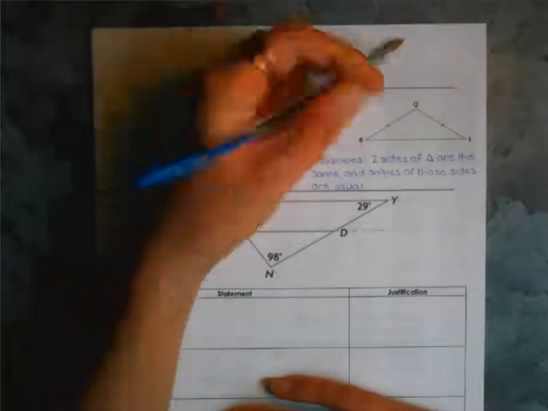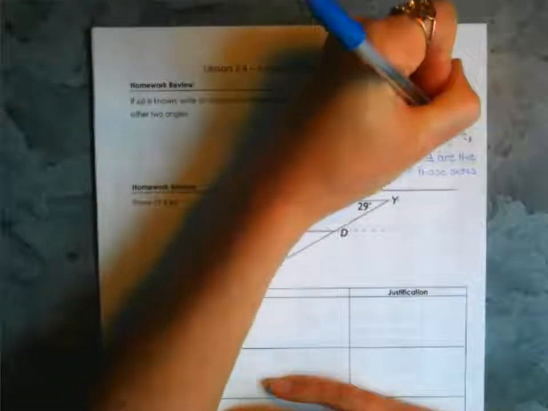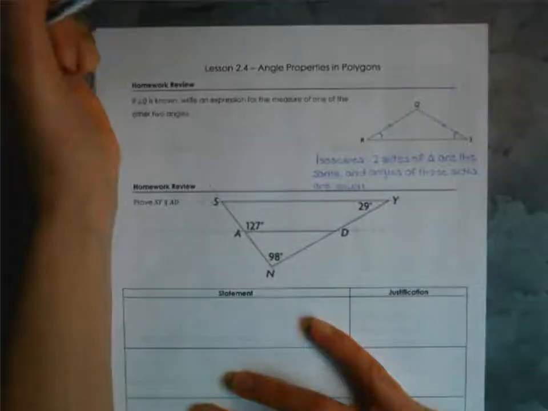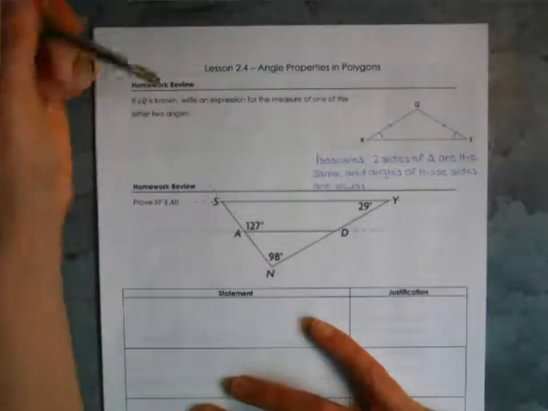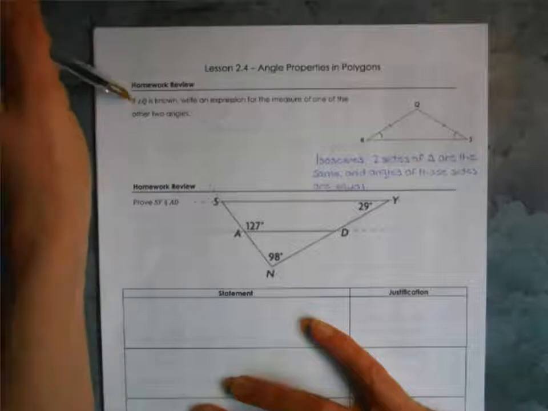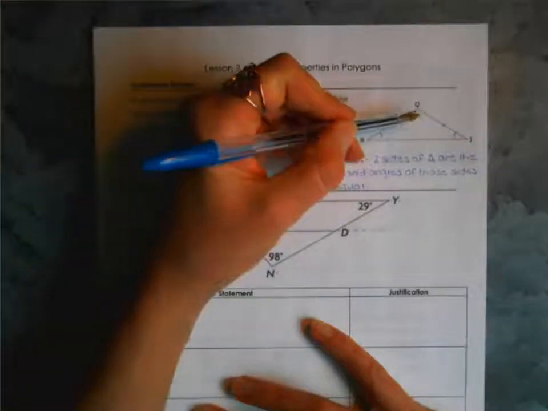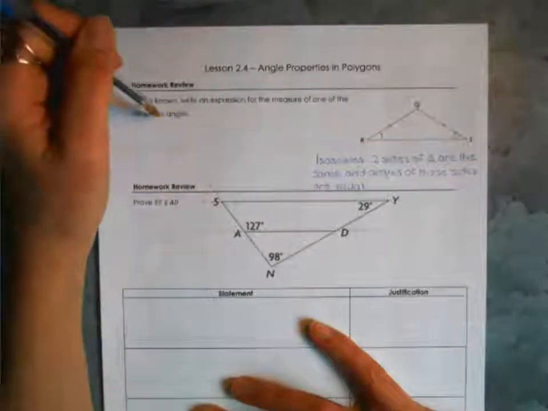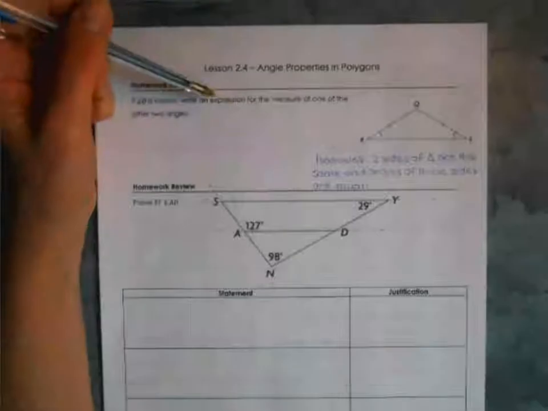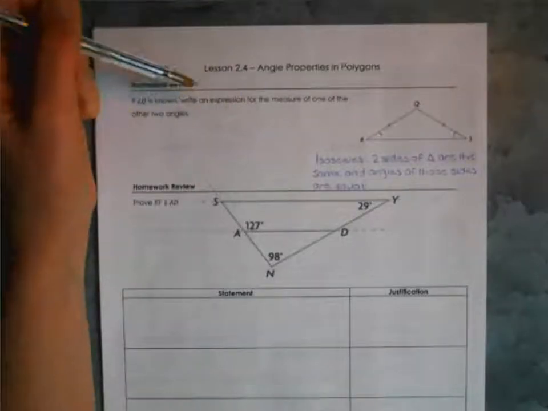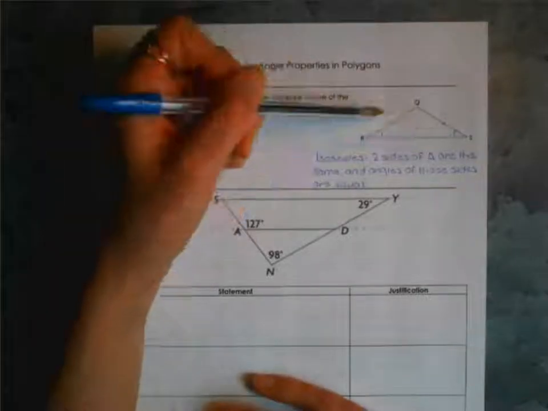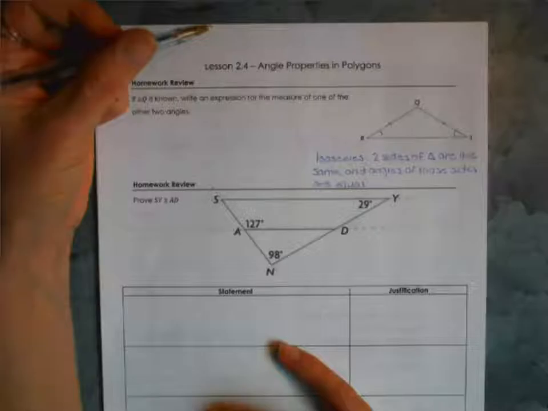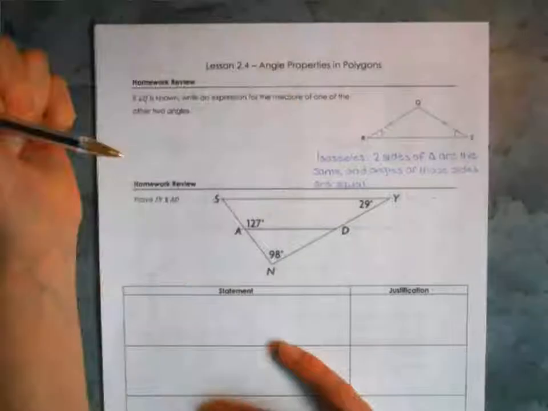When those two sides are the same, that means the angles formed by those two sides with the bottom of the triangle are also going to be equal. Okay, so that's some information we can use going into this example. It says if angle Q is known, write an expression for the measure of one of the other two angles. Whenever we're asked in math to write an expression, that means we're not going to have any number values because we weren't given any measurements here, but we want to write an algebraic expression that could be used to calculate the measurements of the other two angles.